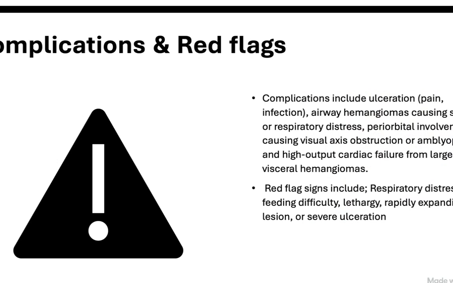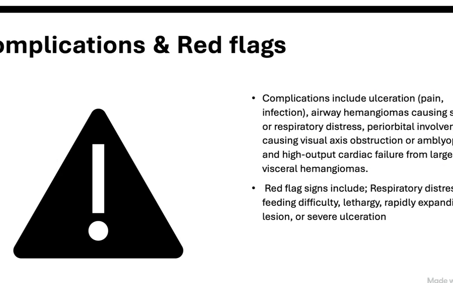So what are the complications and what are the red flags? Complication-wise, we see ulceration is the most common complication, with pain and infection, especially in the anogenital area. The airway hemangiomas may cause respiratory distress. Periorbital involvement may cause visual obstruction. And if there are visceral hemangiomas, they may even cause cardiac failure.